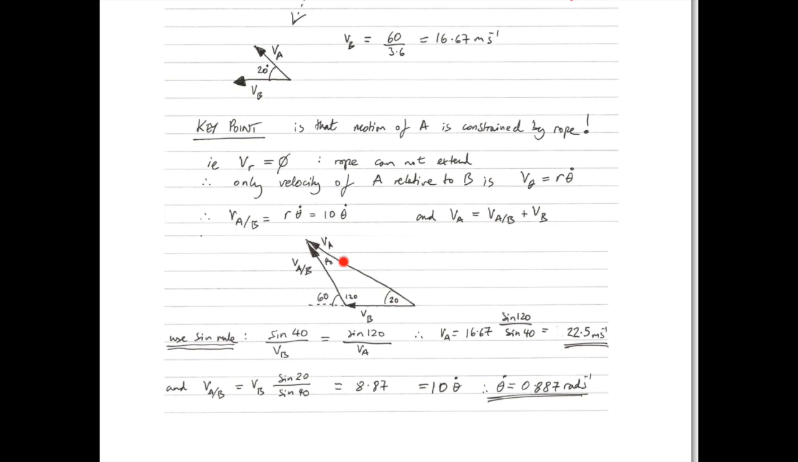So since we have this triangle, which I've explained above, we simply substitute the values in using the sine rule. So the sine rule is sine 40, sine of this angle, divided by this length is equal to sine of this angle divided by this length. And this allows us to get an expression for VA, which is equal to 22.5 meters per second. And once we know this, because we know VB and VA, we can work out VA/B. In exactly the same way, using the sine rule, we can find VA/B to be 8.87 meters per second. And since we know VA/B now, we can use our previous link to say that we know VA/B, we know R, so theta dot can be found to be 0.887 radians per second.